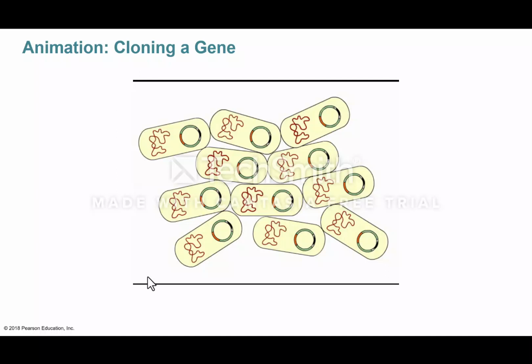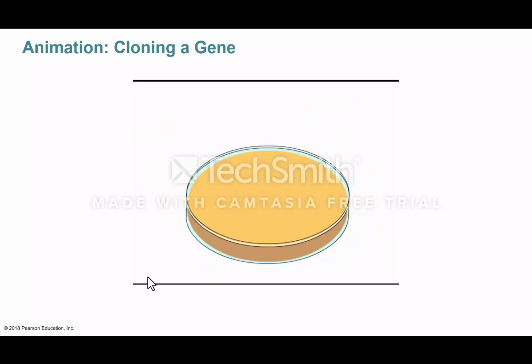But which cells have plasmids with a human gene? Bacteria without human genes have intact LAC-Z genes. This allows them to break down a substance in the medium that stains their colonies blue. Thus, the bacteria with human genes are in the colorless colonies.